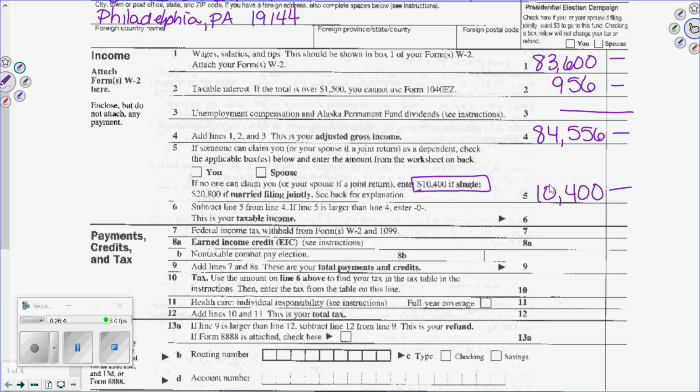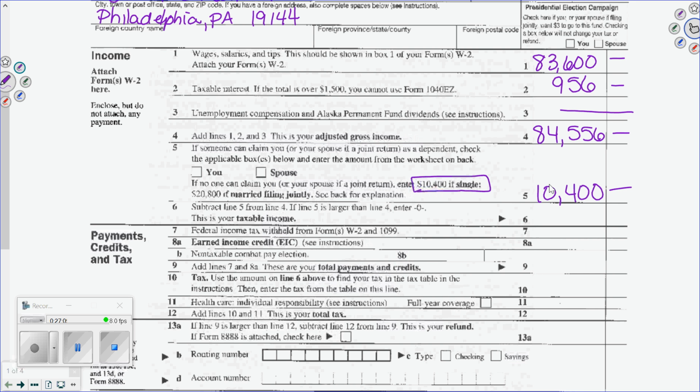Line 6. Subtract line 5 from line 4. If line 5 is larger than line 4, enter 0. Is line 5 larger than line 4? No, it's not. I know sometimes you're like, wait, which line did we talk about? All right, so it says then subtract line 5 from line 4.